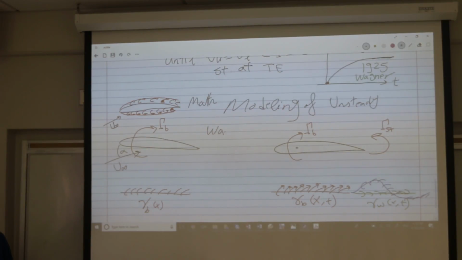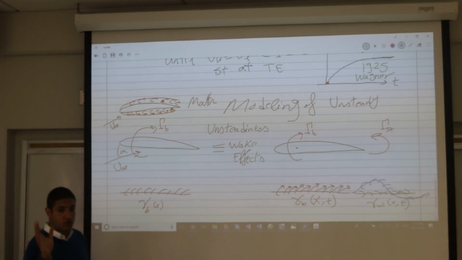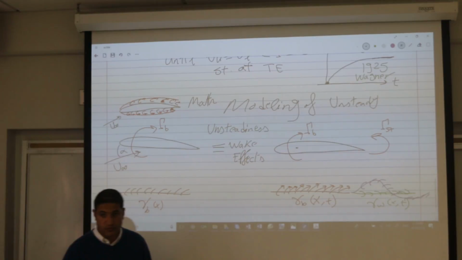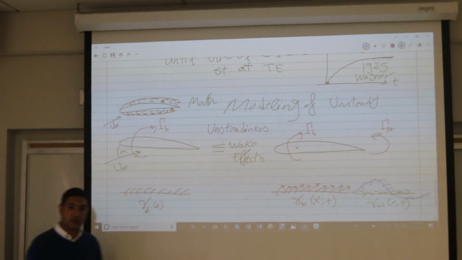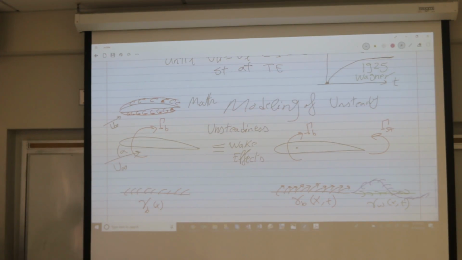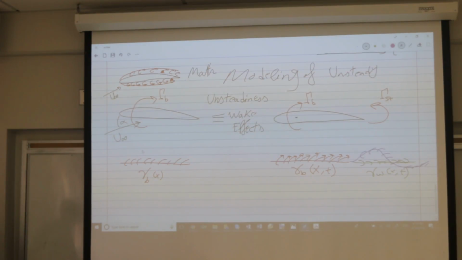I believe, and I believe that it's 100% correct, that unsteadiness is equivalent to wake effects. If you're accounting for your wake, your model is unsteady. If you're not accounting for the wake, your model is not unsteady, period. Any question?